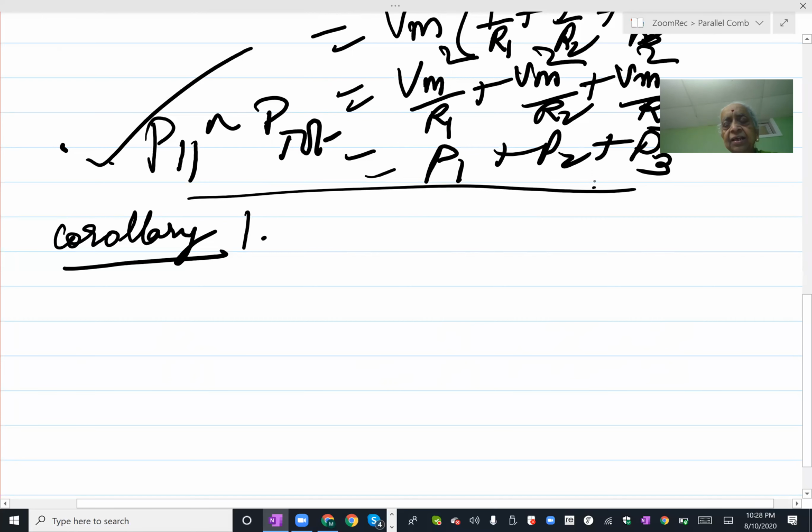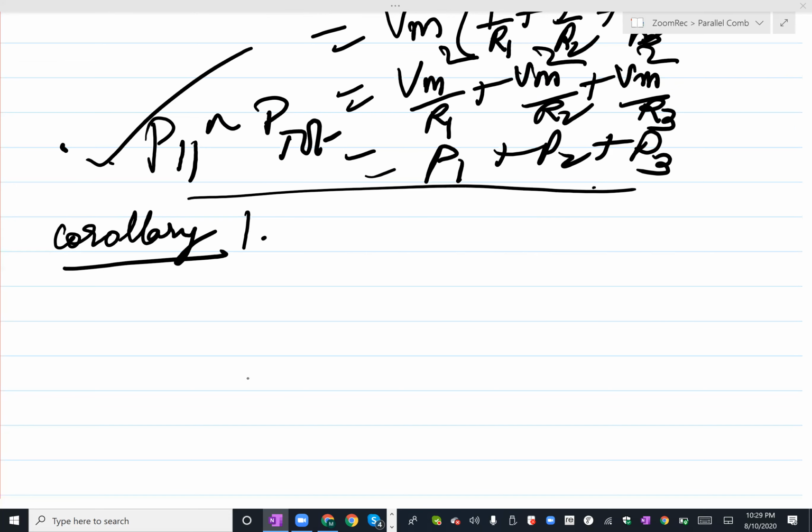For series, in the previous session, we saw that resistance of series is a simple thing, which is R1 plus R2 plus R3. But for power in series, 1 by P series is 1 by P1 plus 1 by P2 plus 1 by P3. So this is where you have to be careful not to get confused between the two. Now, what are the corollaries to follow here? That will be our next question.